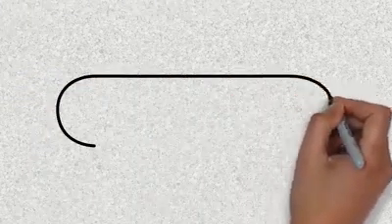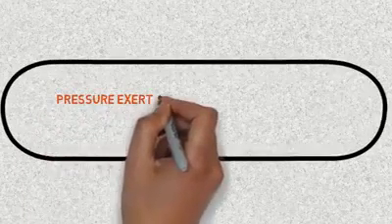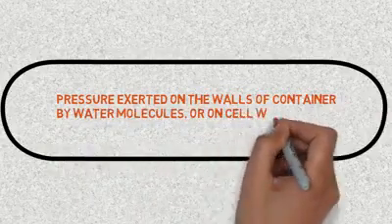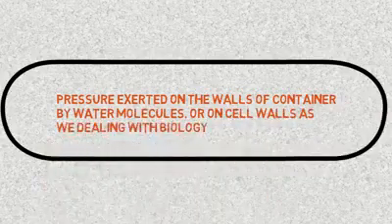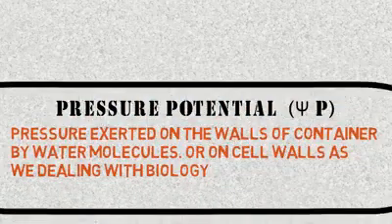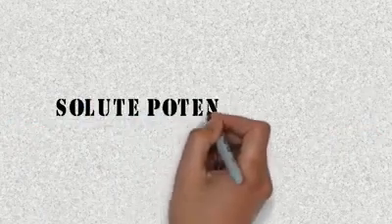Psi P, that is the pressure potential, is basically the pressure exerted by the water molecules on the walls of the container, or in biological terms, you can say the pressure exerted on the plant cell walls maybe. That is called the pressure potential. Now let's talk about the solute potential.